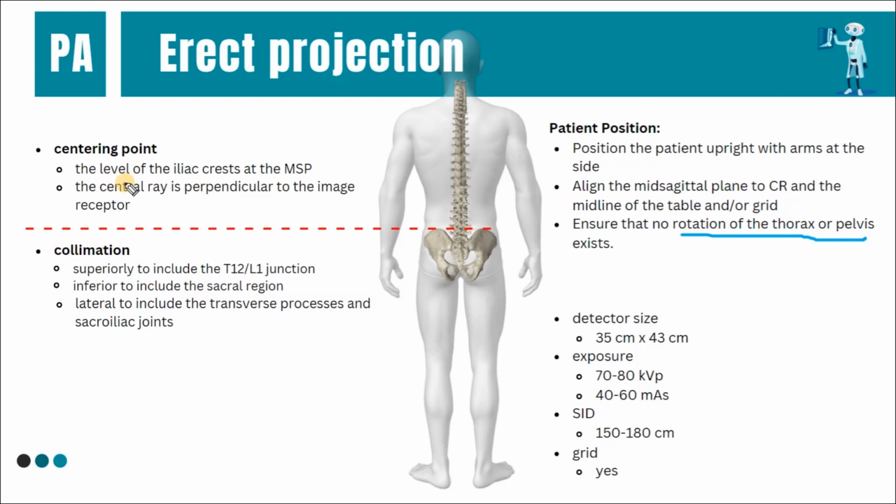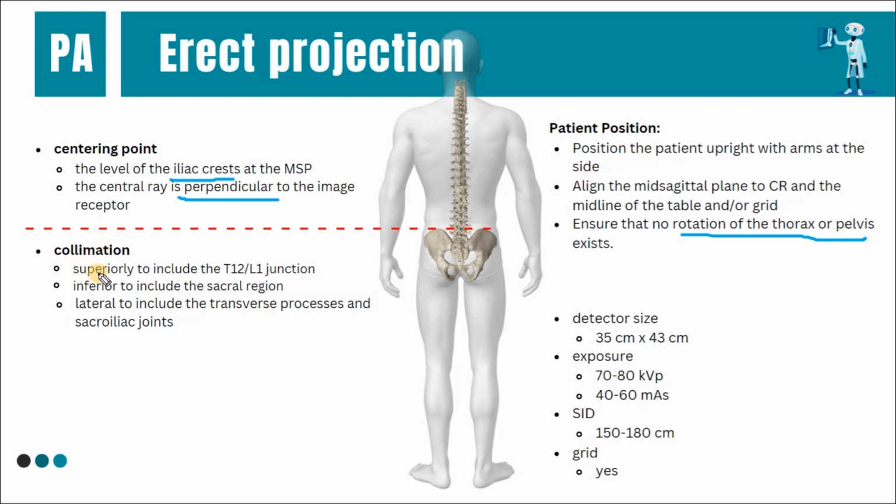The center point should be at the iliac crest at the mid-sagittal plane. So the iliac crest is our central ray landmark, which is the easiest landmark of the body. You can easily touch this area, and it's easily palpable even in obese patients. The central ray should be perpendicular to the image receptor. Collimation is of great importance. We will discuss the collimation in the next slides.